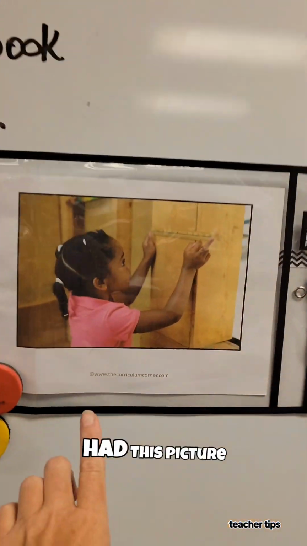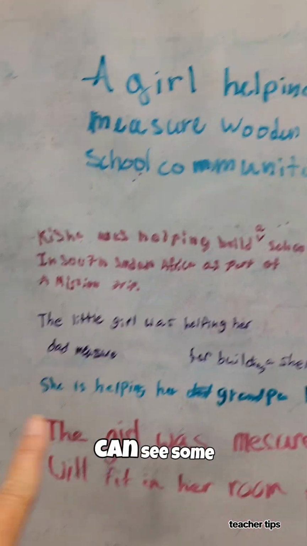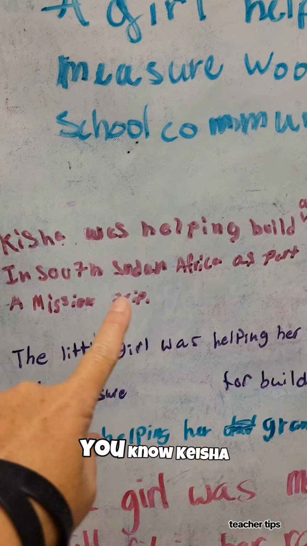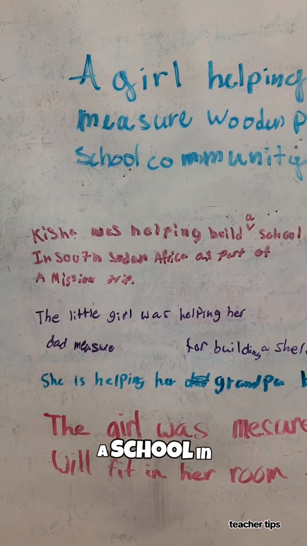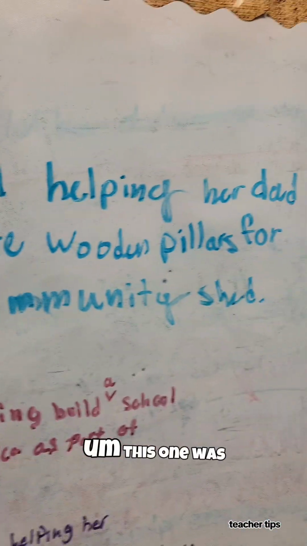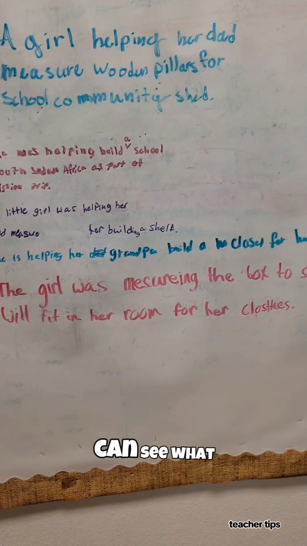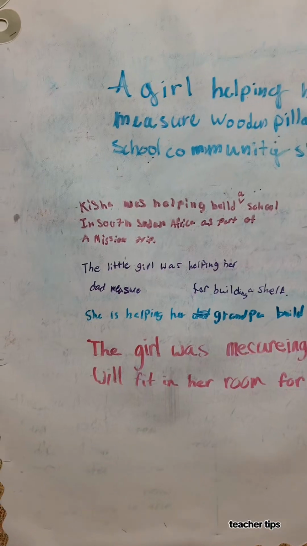And so we had this picture from the same place. And then you can see some of the responses. You know, Keisha was helping build a school in South Sudan, Africa as part of a mission trip. I thought that was pretty good. This one was building a community shed. And so you can see what their responses were.